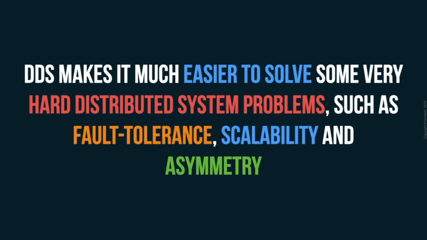Now, because of the primitives that DDS provides you and the abstraction that DDS makes available to architects and programmers, it makes it easier to solve some of the very hard distributed system problems, such as fault tolerance, scalability, and asymmetry. With asymmetry, I refer to systems where you have a relatively important difference in computing capabilities between the nodes that make up the system, in network latency, or even network bandwidth.